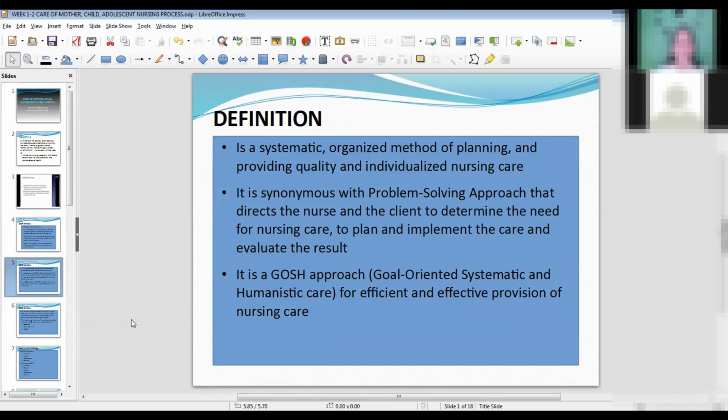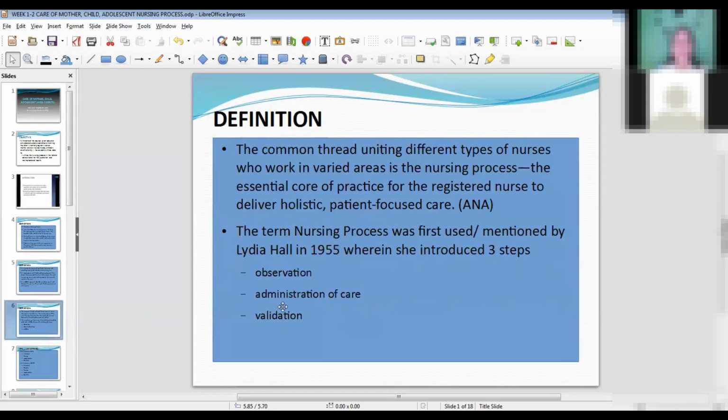So now we will learn the different steps in nursing process. So the common thread uniting different types of nurses who work in varied areas is the nursing process. So the essential core of practice for the registered nurse to deliver holistic patient-focused care. So this is the definition given by ANA or the American Nurses Association. The term nursing process was first used or mentioned by Lydia Hall. Can you still recall si Lydia Hall? Siya yung one of the nursing theories that we discussed in Theoretical Foundations of Nursing.